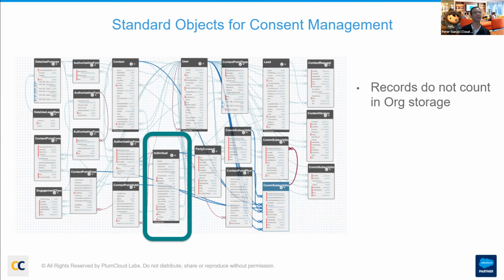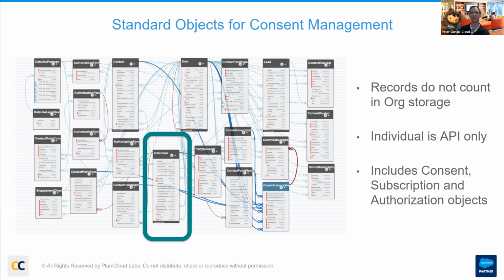There are some really good things about it. One, most of these records don't count towards record storage. Awesome. Love Salesforce for doing that. It is API only. Obviously, you can access the API, it's just not out of the box. It's a little bit of extra effort. And it does include most of the basic consent, subscription, and authorization objects. So there are manual ways to do this, which we'd be happy to talk to you about.